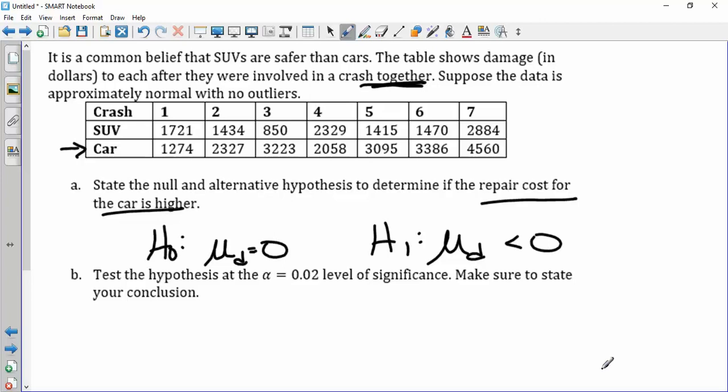Okay, so now when you do this on the calculator, so what do we do? Yeah, first we need to put our data in. So we're going to put the SUV in L1 and the car in L2. And since I want to look at the difference, you need L3 to be the first minus the second.